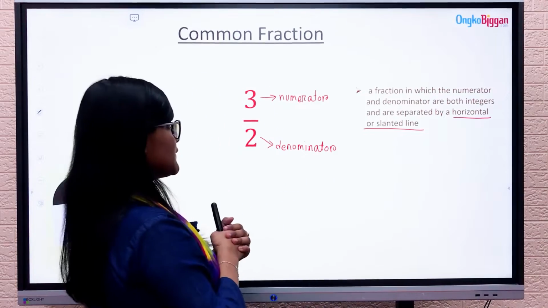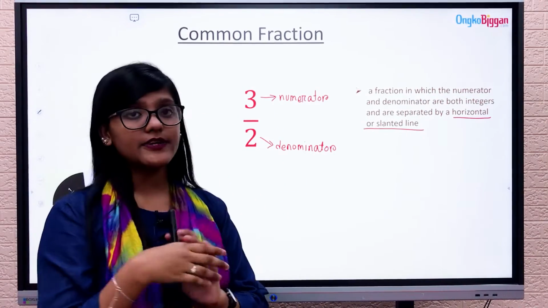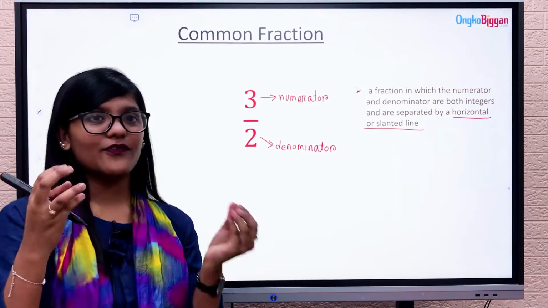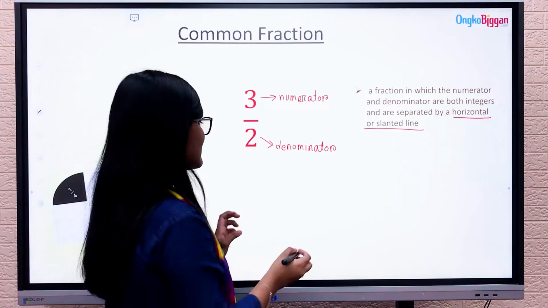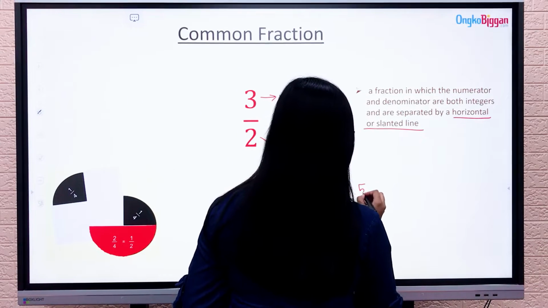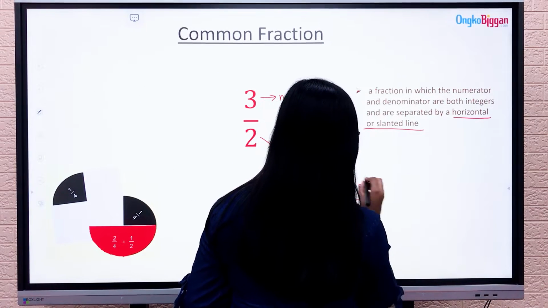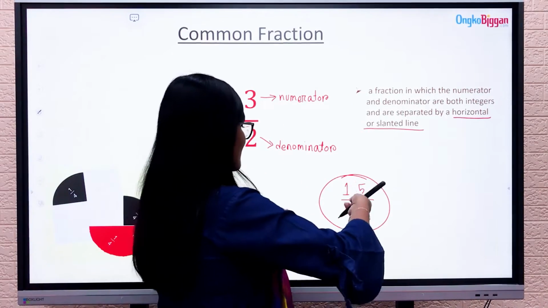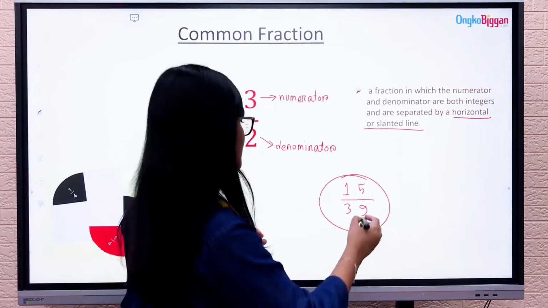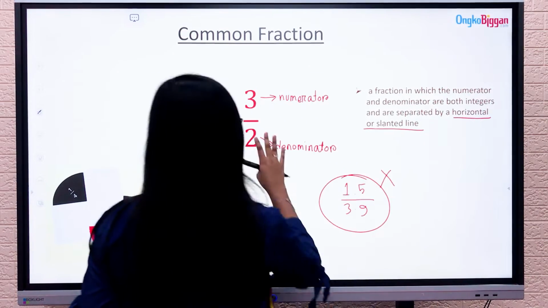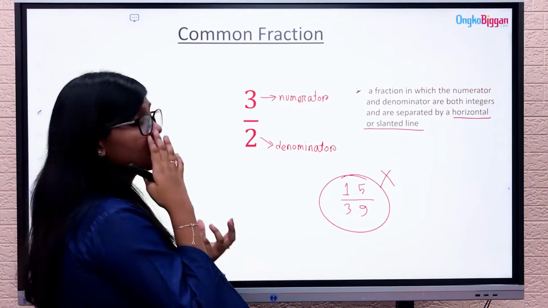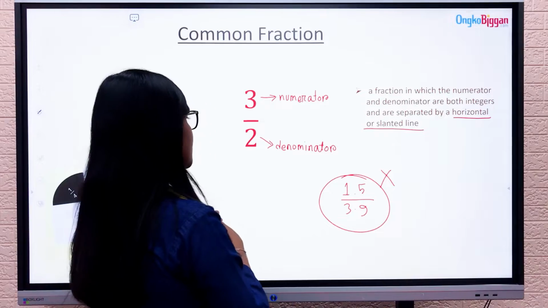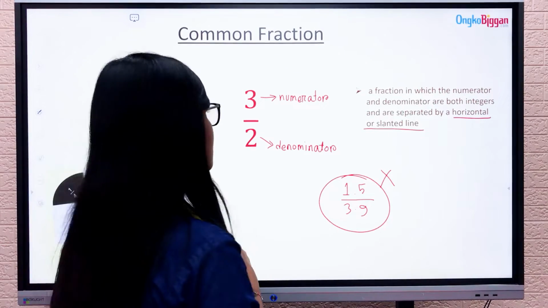Also, both 3 and 2 are integers, whole numbers. That means these numbers are not in the form of a fraction or decimal. Like I can't write 1.5 by 3.9. This type of expression is neither fractional nor decimal. It's just a wrong format. So in case of expressing a number as a common fraction, the numerator and denominator must be in the form of integers.